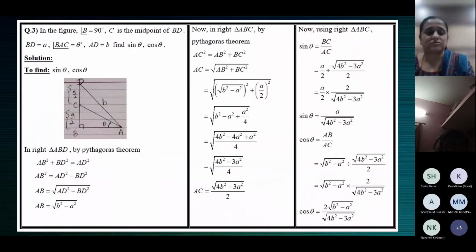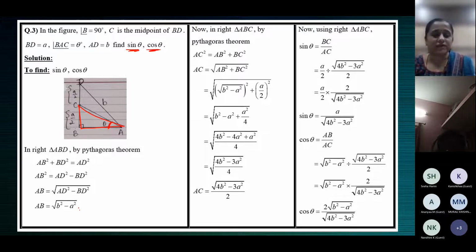Here the idea is, what we understand through this answer is that to find sin theta and cos theta, we need to first identify the triangle in which we have theta. This is the triangle in which we have theta. So we need to know all the sides of this triangle to find the values of sin theta and cos theta.